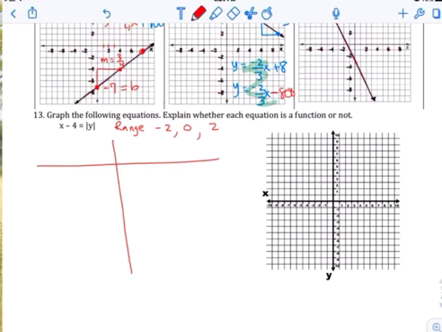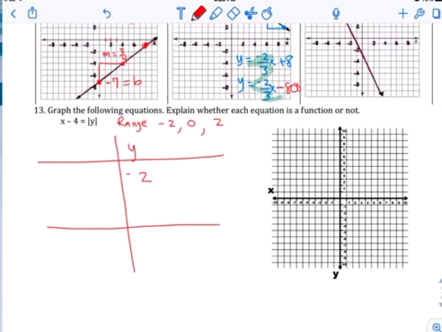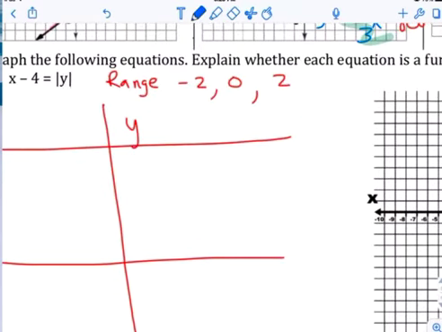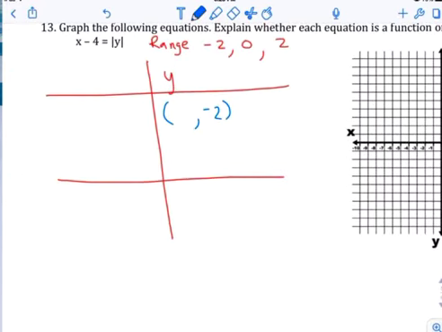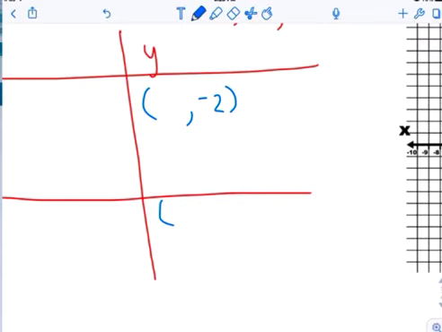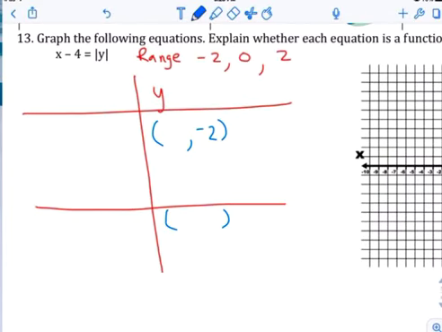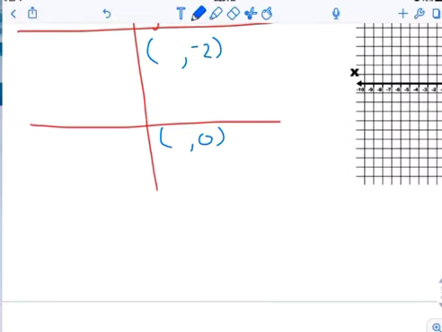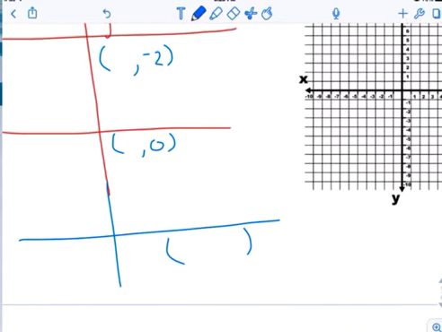Range is your y. That's -2. Show your work. So range is -2. 0. And then 2.